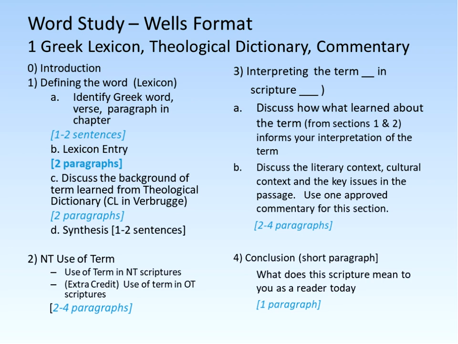Then Part B, which is a much more substantial part, will talk about the literary context and the key issues. That's probably 1 to 2 paragraphs. So you have 1 paragraph in A. I've left it blank because some people can do it in 4 or 5 sentences. Some people need a little longer. Then you come to the final conclusion. What does the scripture mean to you as a reader today? You might share insights. You might share specific applications to contemporary Christianity.